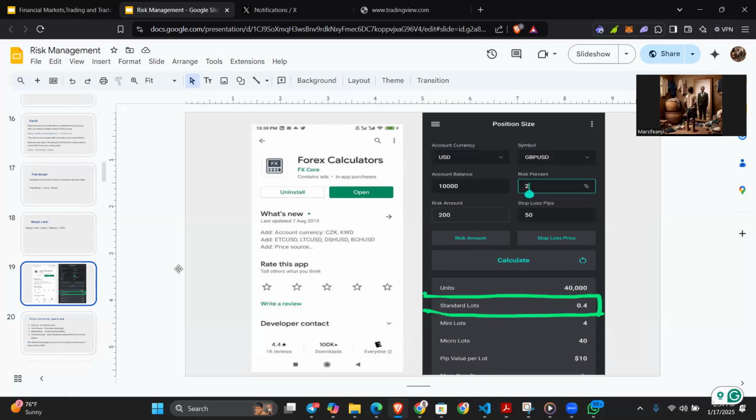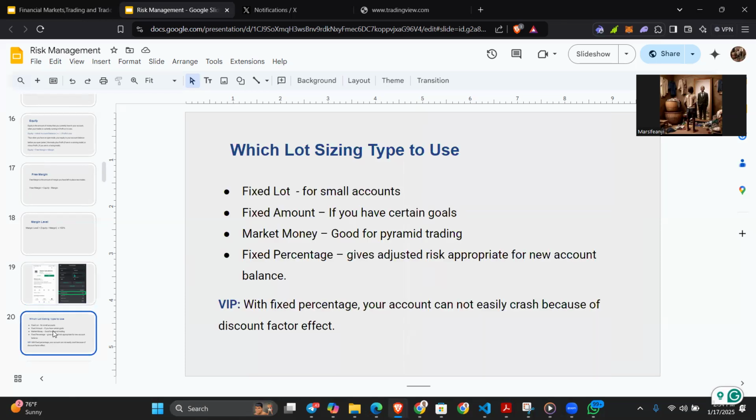So I will go over to my tab and walk you through how you calculate it and how you can change various parameters. So stay with me. Now the question is which lot size type to use. In lot size, we have various types: fixed lots, fixed amount, market money, and fixed percentage.